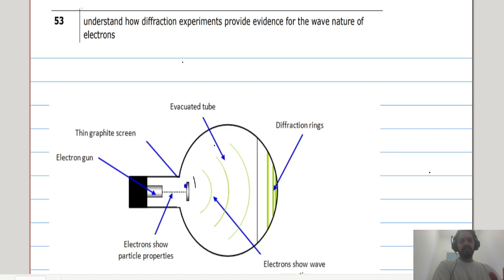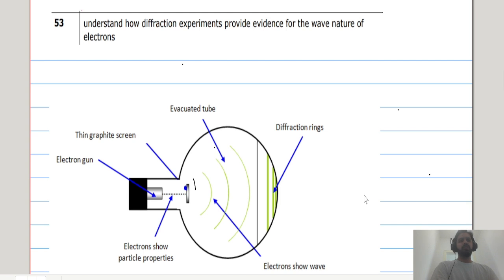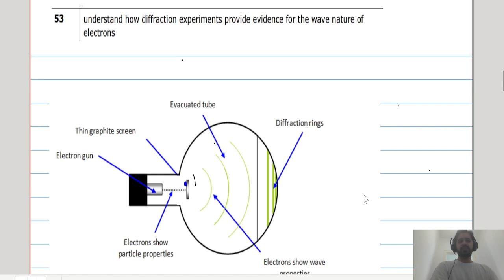This is an important result because it connects to the idea that particles can also exhibit wave-like properties, a concept which is central to quantum physics. Now you can expect a 3 or 4 mark question from this concept, but in order to get 4 out of 4 marks, you have to include some basic things in your answer.